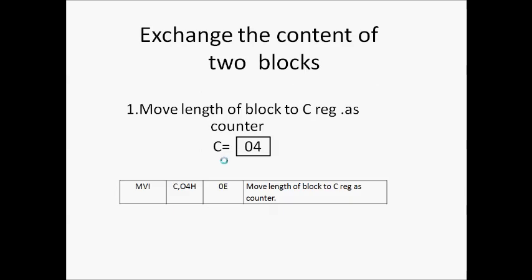In this program, first we set counter C with the help of the instruction MVI C, 04, which means our program has 4 inputs.